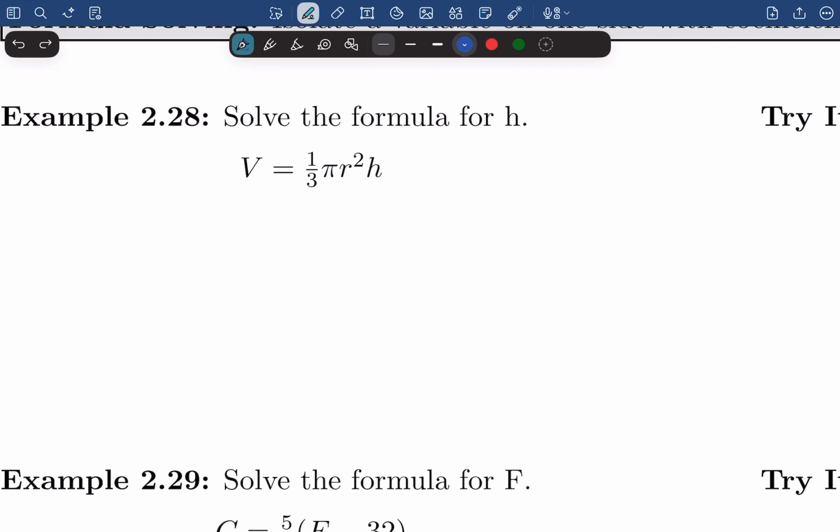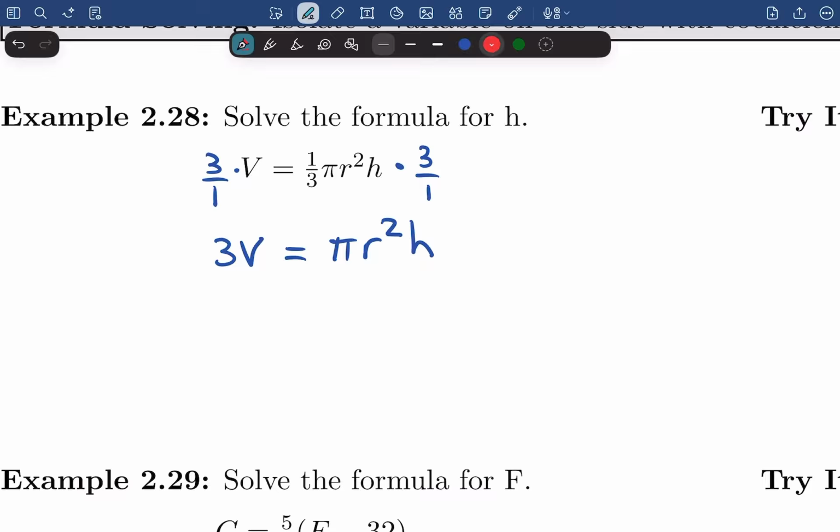First, I would multiply by the reciprocal of 1/3, which is 3 over 1. Dividing by a fraction is the same thing as multiplying by its reciprocal. So we end up with 3 times v equals pi times the radius squared times h.